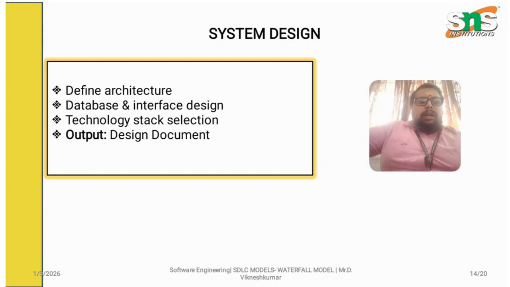First, you define an architecture. Second, you have the database and interface design. Third is technology stack selection. From the architecture definition, you fetch what is the front end and what is the back end. That is the interface design for the front end and the database design for the back end. Next, you decide which technology stack to use, selecting from the stack of technologies. The output of the system design is the design document.